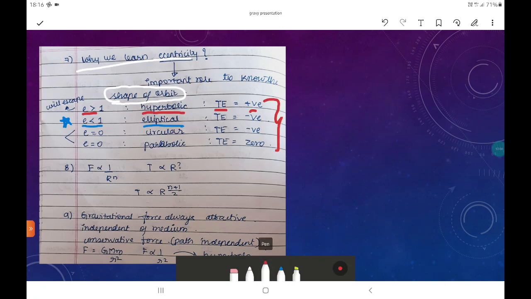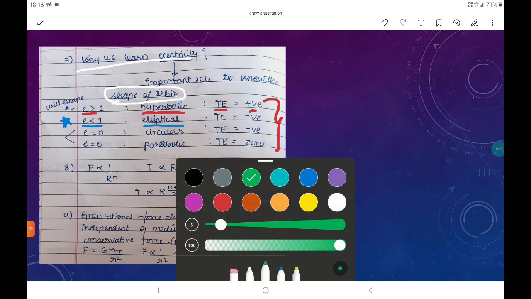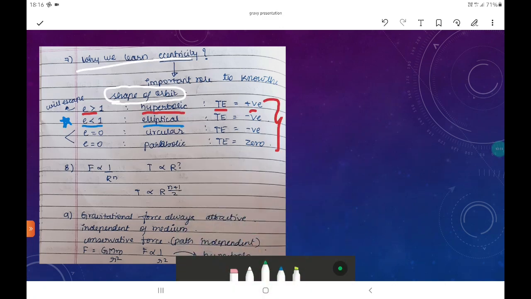But if e is 0, then there are two possible cases. It depends upon your energy value. If the energy value was negative and e is equal to 0, then the path is circular. And if your total energy is also 0 and e is also 0, then your path is said to be parabolic. Okay.